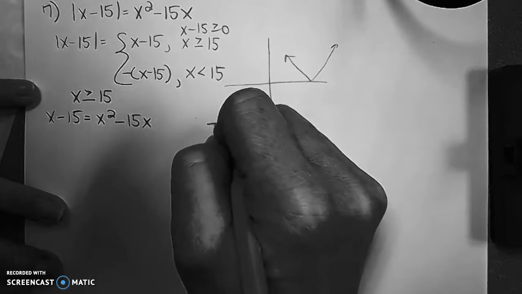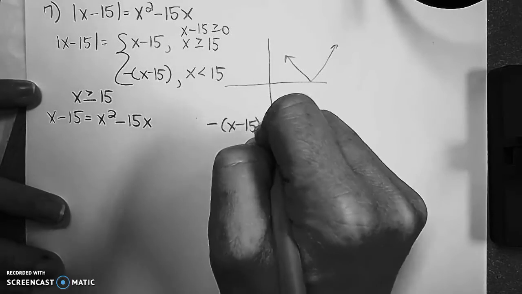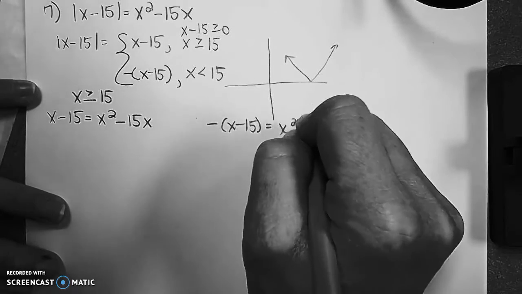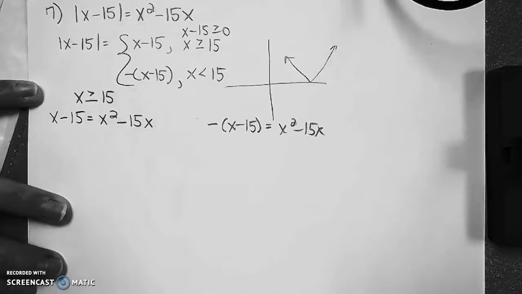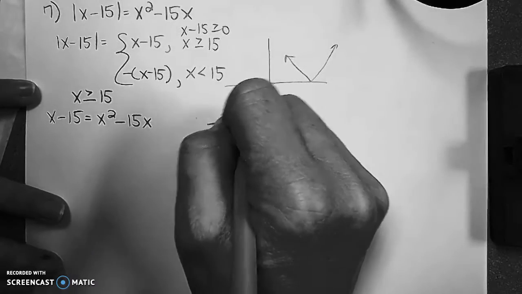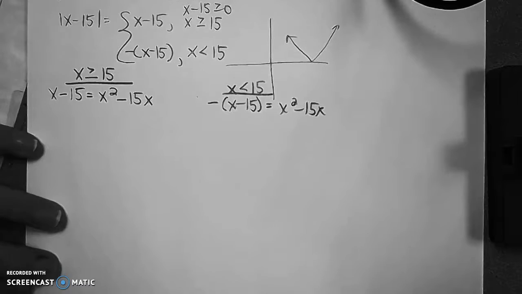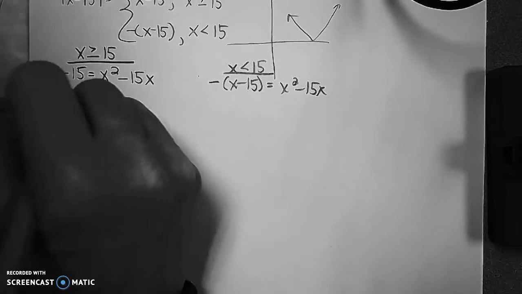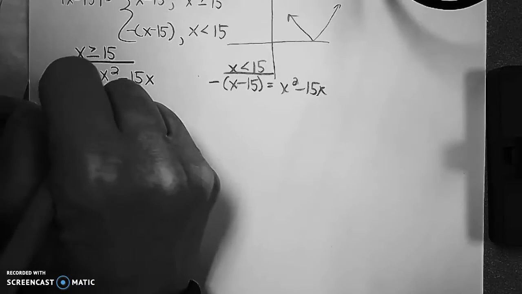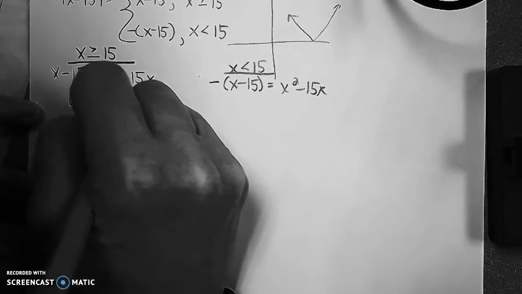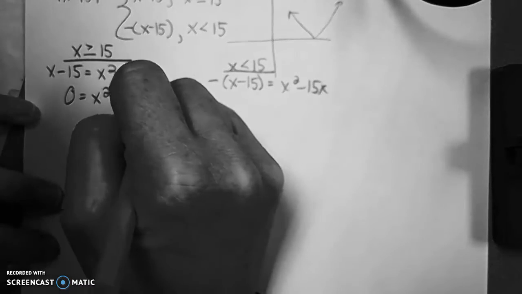I'll take the opposite of x minus 15 and set it equal to x squared minus 15x. But that has a domain restriction as well: x must be less than 15. And now I'm going to solve. I see my first equation is a quadratic, so I'm going to set it equal to 0. So x squared minus 16x plus 15.